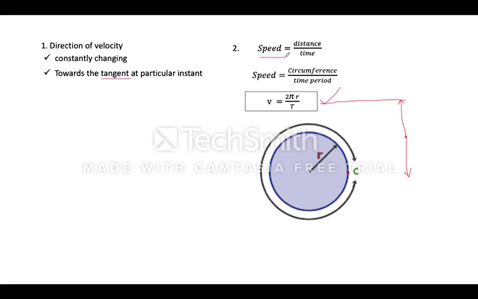Remember, the speed of an object in a uniform circular motion is always constant. So v is equal to 2 pi r by t. It depends only on the radius and the time period. What is time period? Time period is the total time taken by an object to complete one circle.